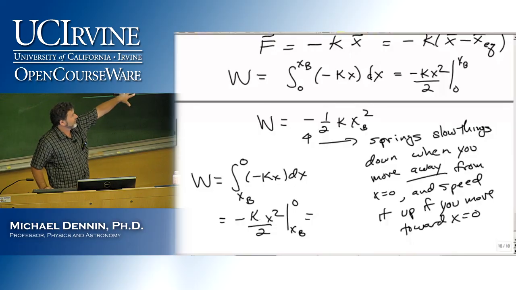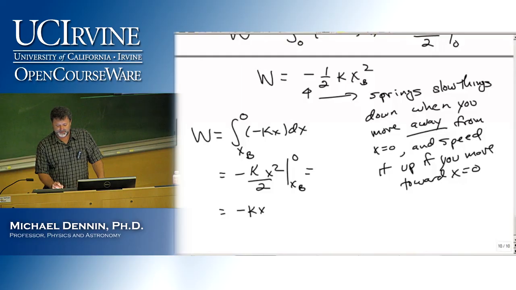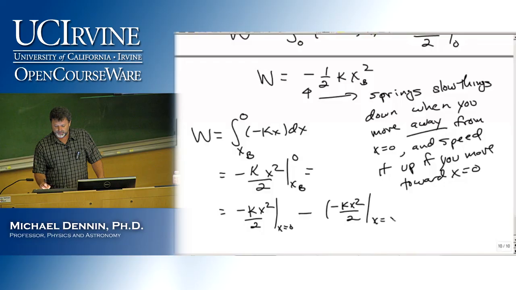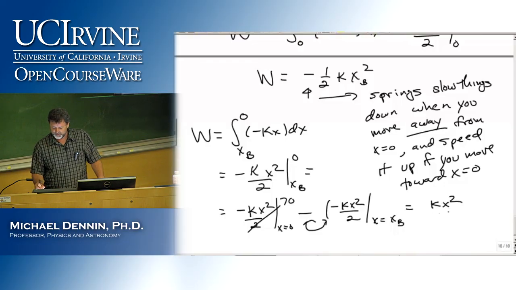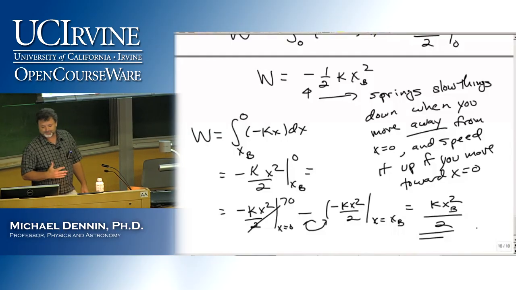When I do that definite integral, how does that turn out? Remember how to do our definite integrals? I do minus kx squared over 2, where x equals 0, minus my minus kx squared over 2, where x equals xb. This will be 0, and my two minuses will cancel out, and I'll get kx squared sub b over 2. So when I moved from xb to the origin, I sped back up.